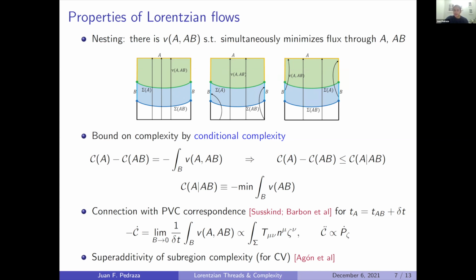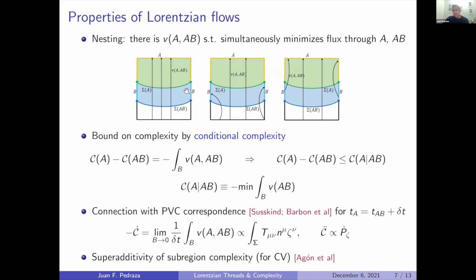Okay, so based on these nested situations, we can come up with more exotic optimizations, such that instead of only having a reference and a target state, we can also now introduce an intermediate state. So we can propose this new quantity that we call conditional complexity, which is the complexity of a state, subject to the optimization having gone through an intermediate state. Based on this flow prescription, we can come up with a natural definition for this quantity.